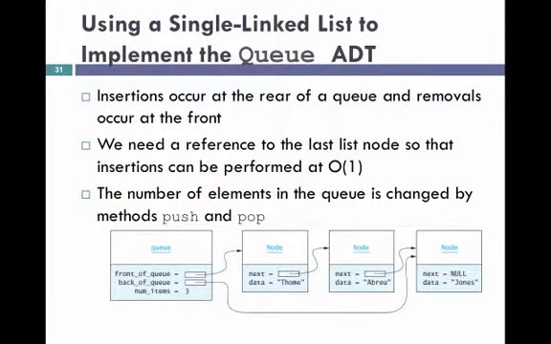Now, insertion occurs at the rear of a queue and removals at the front. So we need a reference to the last list node so that insertions can be done in constant time, order 1. And the number of elements in the queue is changed by methods push and pop. So here are our 3 nodes that are part of the queue, and our queue object has a pointer to the front for removal, a pointer to the back for insertions, and a count of the number of items in the queue.